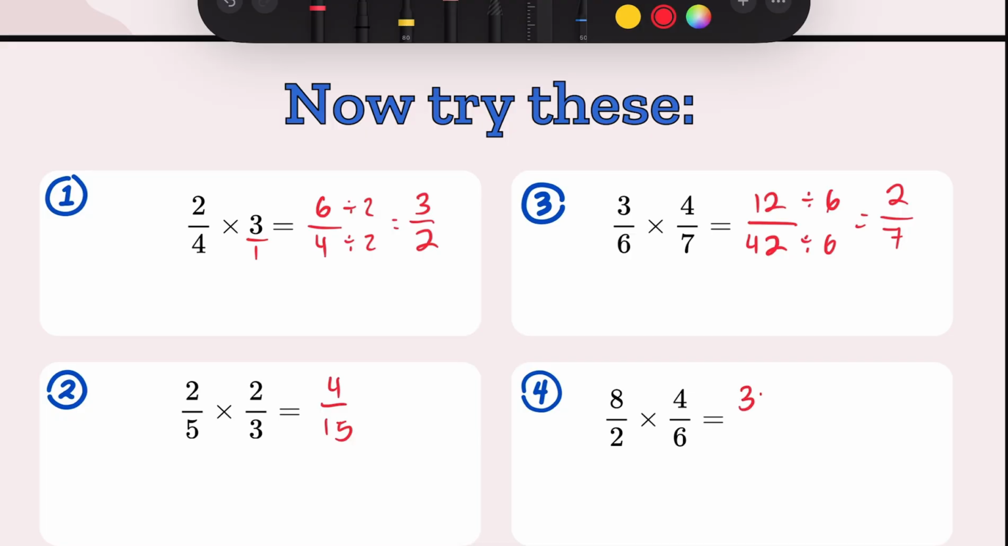8 times 4 is 32, and 2 times 6 is 12. I could divide both of these by 4, and I get 32 divided by 4 is 8, and 12 divided by 4 is 3. Therefore, my final answer is 8 over 3.